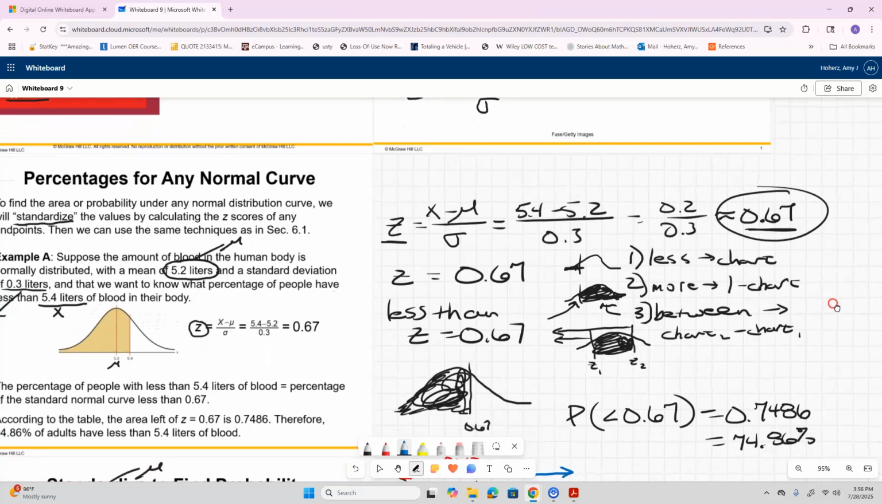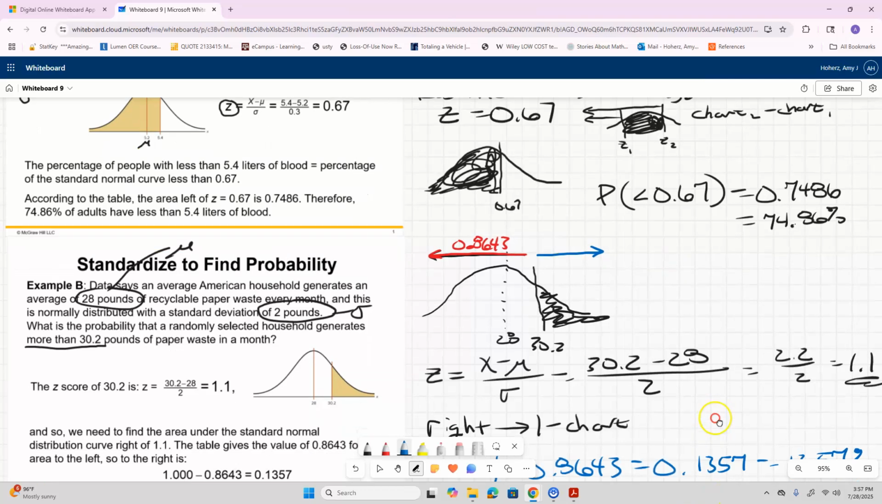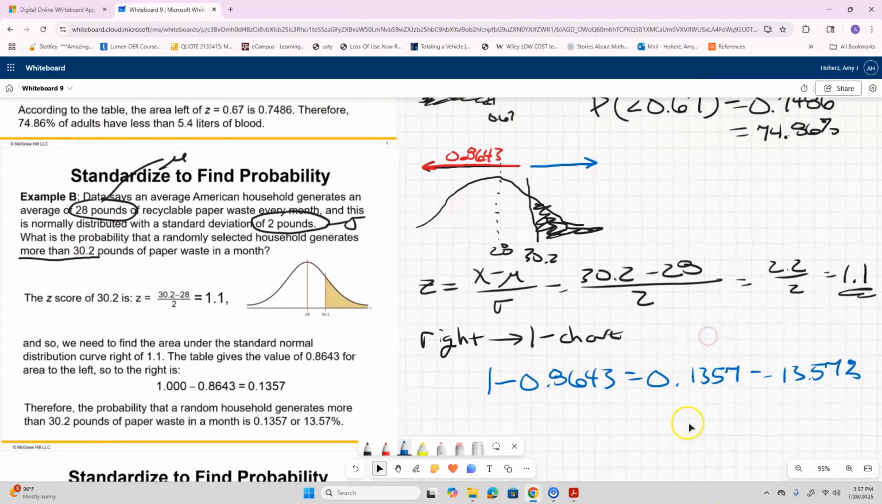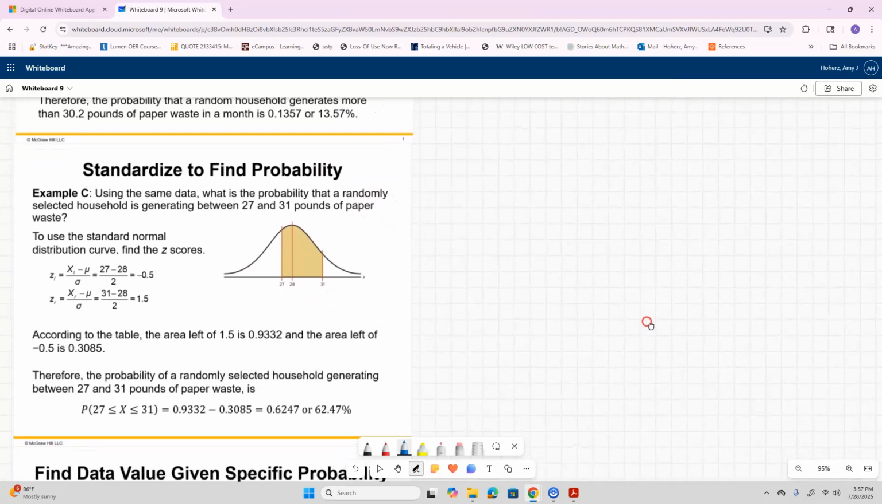Okay, so now we've done one where we did below. We had a value, we computed the z as 0.67, and it wanted below that, less than. Now we've done an above, and you guys know textbooks well enough to know the next one's probably going to be a between. We did the first type where we just went on the chart. Now we did one where they wanted to the right, so we did 1 minus the chart, and now we're going to do one that's between.